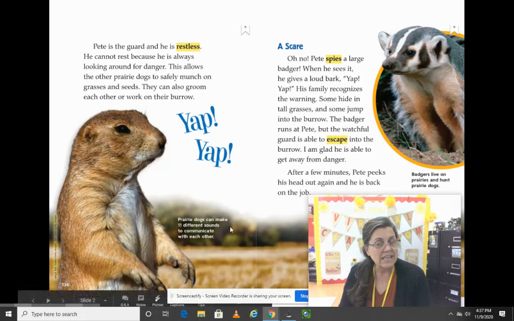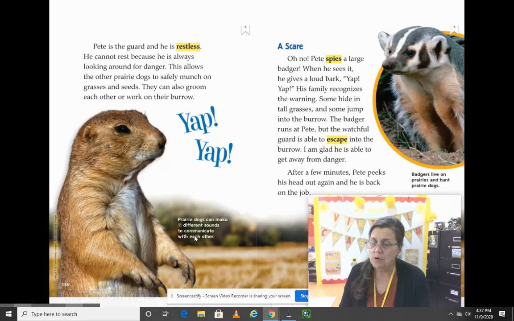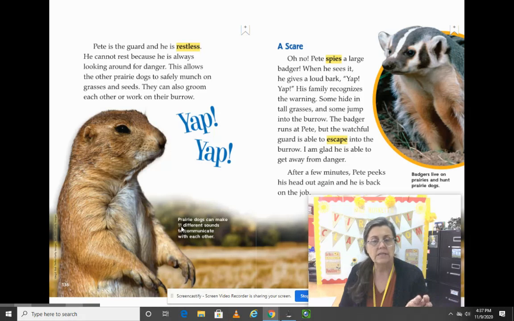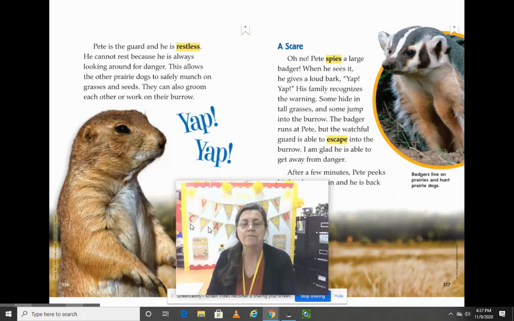And then what do we see here? It's beside the photograph, some other words, some extra words the author provides. It's called a caption, the information that helps explain what's in the picture or the photograph. Prairie dogs can make 11 different sounds to communicate with each other.